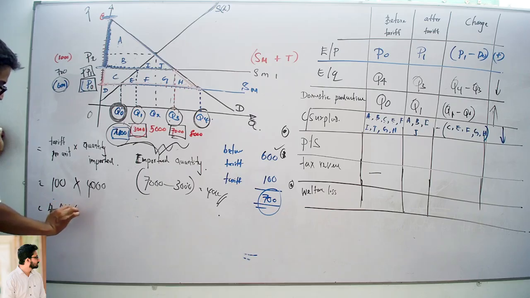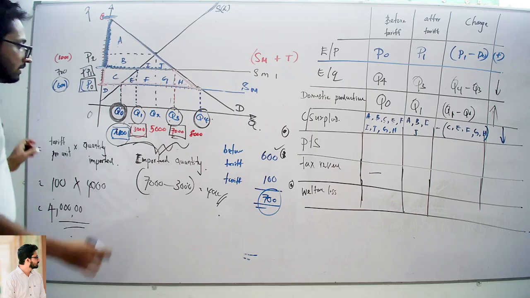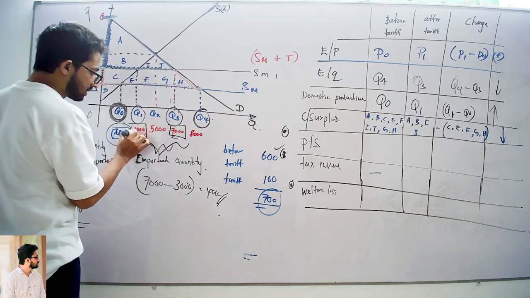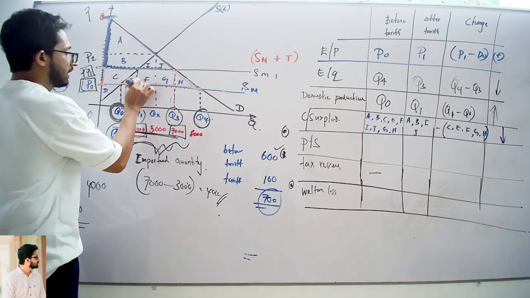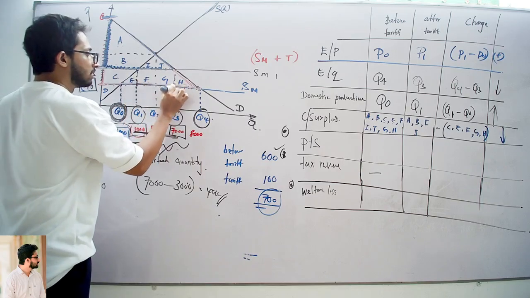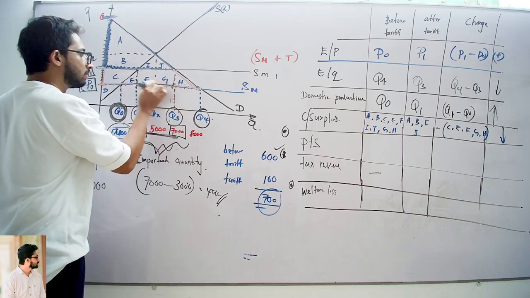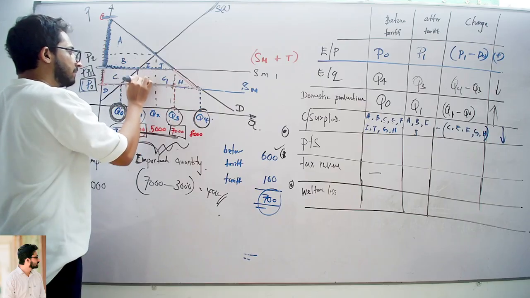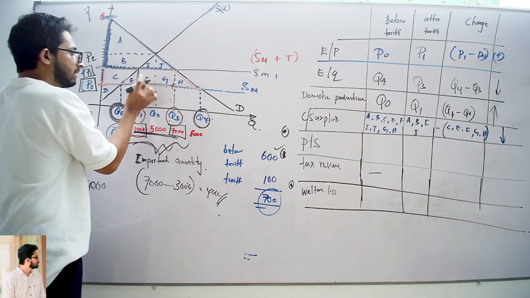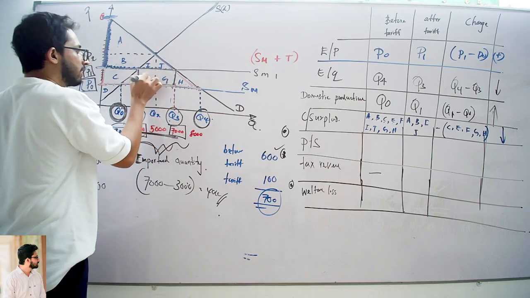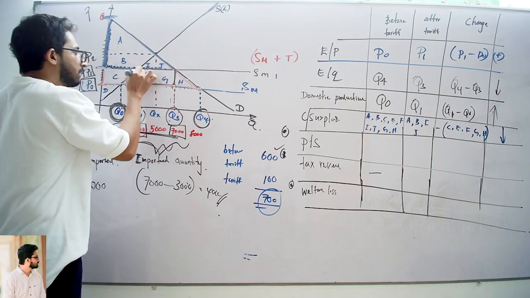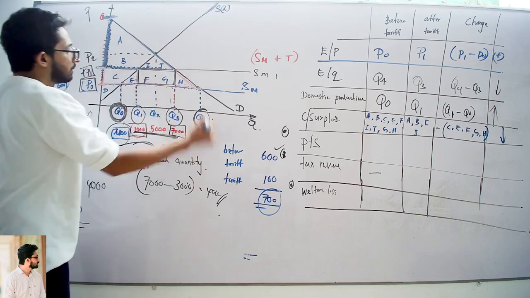Isn't it, children? In letters, this 3,000 to 7,000 is the import quantity. The import quantity is this gap. That quantity multiplied by the tariff, which is 100 rupees. This distance multiplied by this distance gives this rectangle, F and G. This is the government tax revenue, the government tariff revenue.